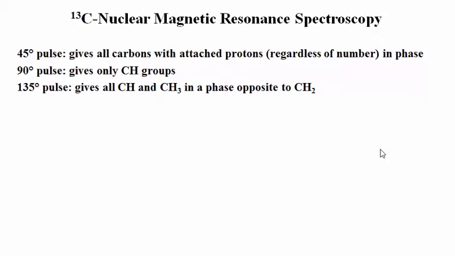So, a 45-degree pulse gives all of the carbons with attached protons, regardless of the number, in phase, and I'll explain what that means in just a moment. 90-degree pulses give only CH groups, and 135-degree pulses give all CH and CH3 in phase, and opposite to carbons that have two hydrogens attached to them. And so again, this helps you differentiate between carbons with 1, 2, 3, or 0 protons attached to them.